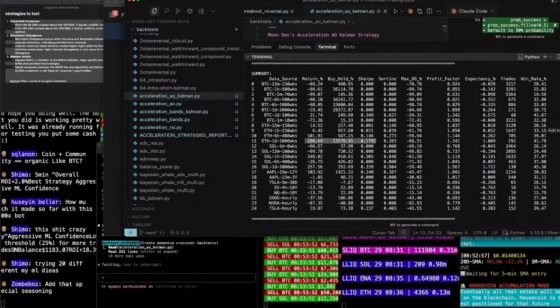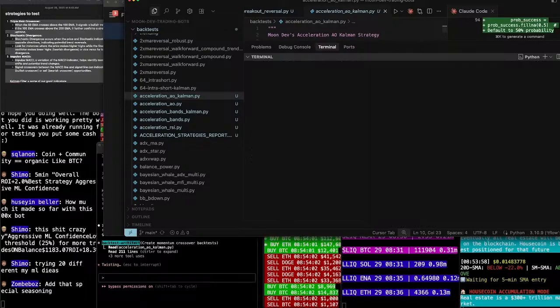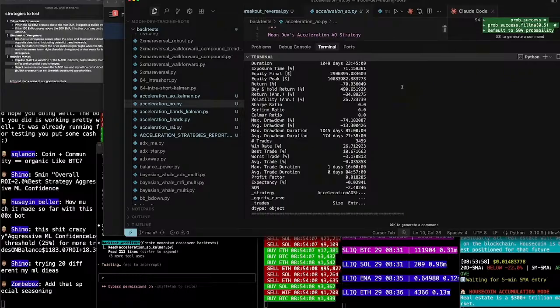So, but this one's solid. It's not better than the buy and hold. This one's solid. Well, max drawdown's pretty high. Nothing too fancy in these. I'm just gonna keep going. This is my way of testing things.